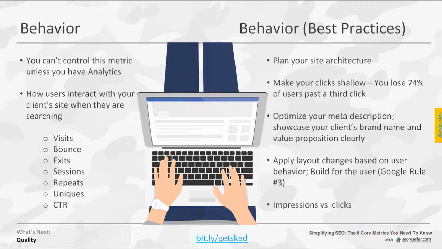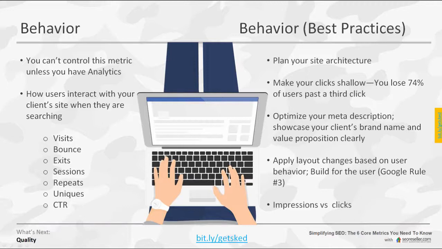So what do you do in order to mitigate this? In order for you to earn more visitors, avoid more bounces, avoid exits, create more sessions, get more repeat customers, and get them to refer new unique visits to your site, plan your site architecture. Make your site as shallow as you can. A lot of people don't seem to know that you lose 74% of users past the third click.